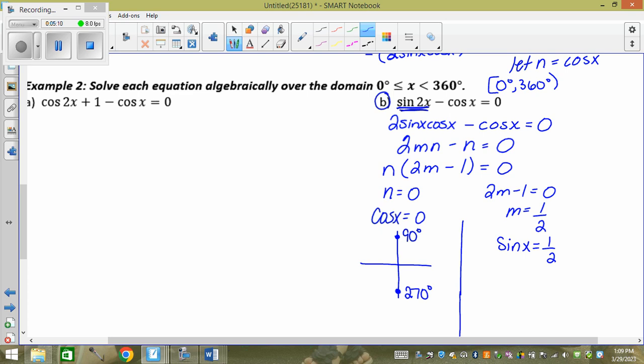What about sine x equals a half? Where does that happen at? 30 and where's the other one? 150. Do I have to look for coterminal ones? No, my restricted domain is the unit circle, right? Is the basic unit circle, 0 to 360. So I don't have to look for anything bigger or anything smaller because 0 to 360 is the unit circle.